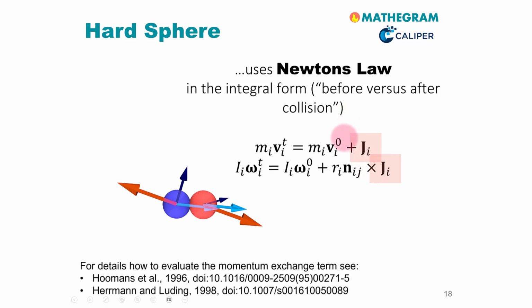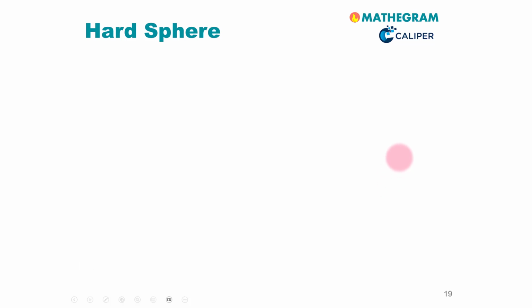Details on how to evaluate this momentum exchange are available in literature. We have seen it before. We have directly calculated the collision with the other simulation, with the soft simulation. However, if you apply the hard sphere method, this information is not available and you have to predict this momentum exchange term for each particle.